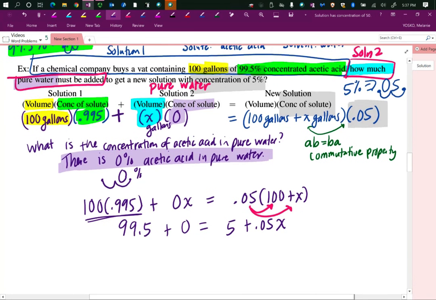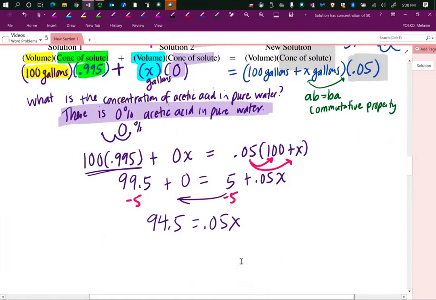And then we're going to clean it up. So I'm really just going to move this guy over here. So we're going to subtract 5 from both sides. When we do that, we get 94.5 equals 0.05x. We want the coefficient of x to be 1. So we're going to divide by 0.05 on both sides. Type this in your calculator. This cancels. You get x equals, looks like we get 1890.